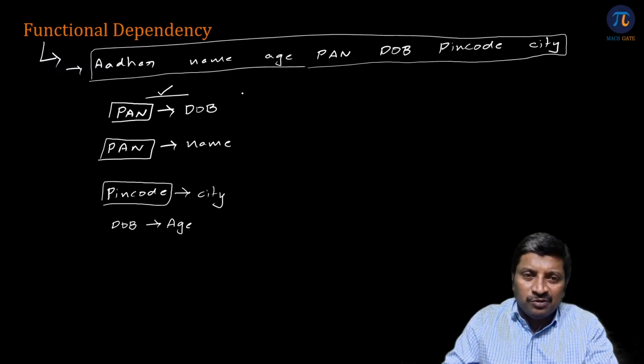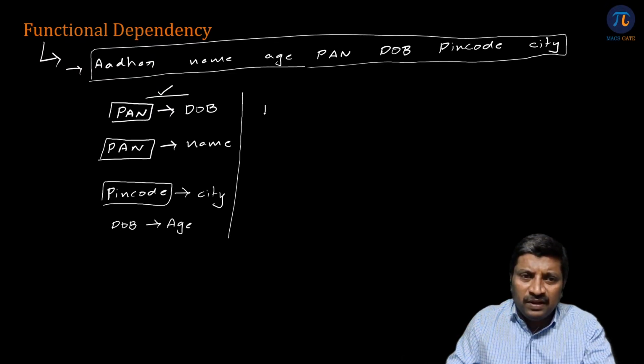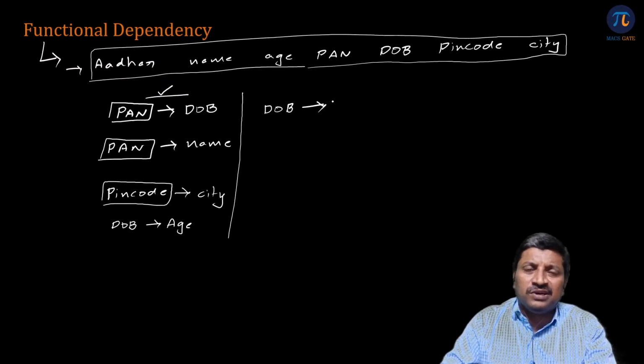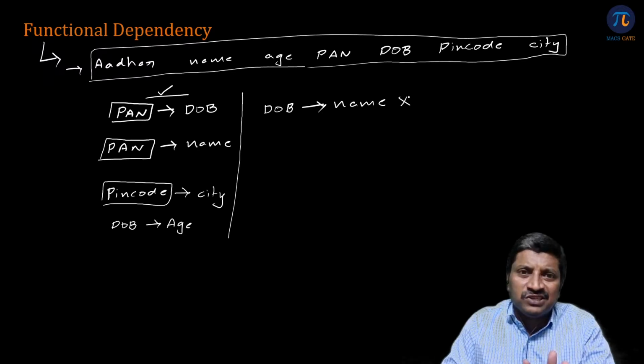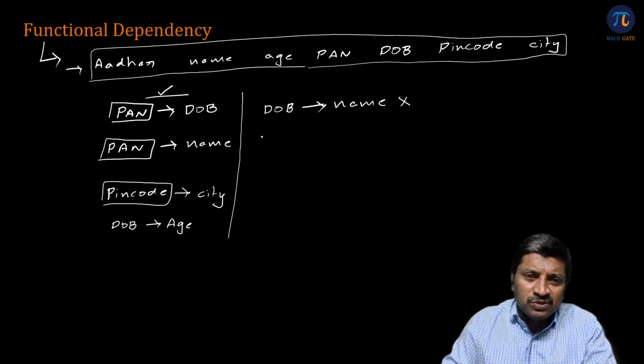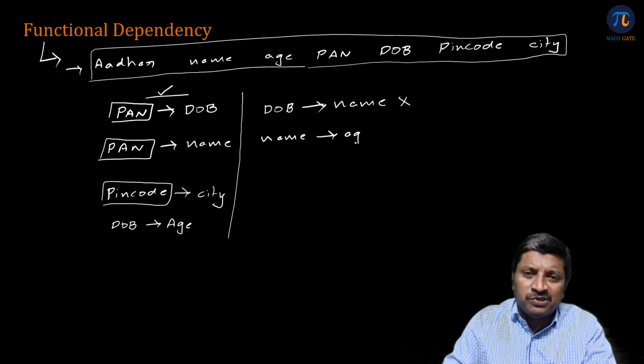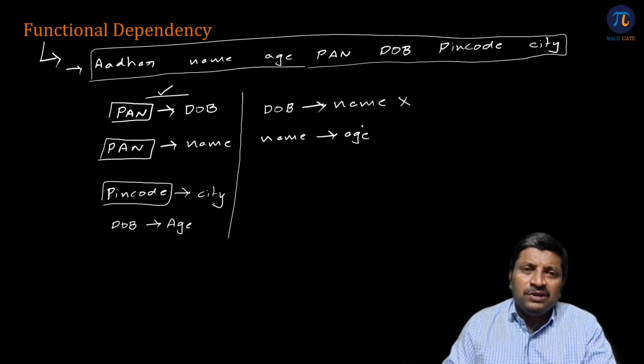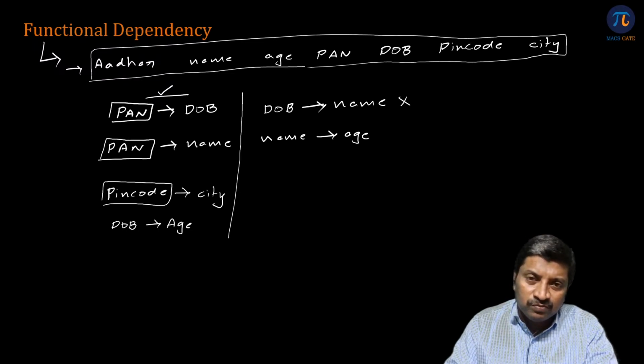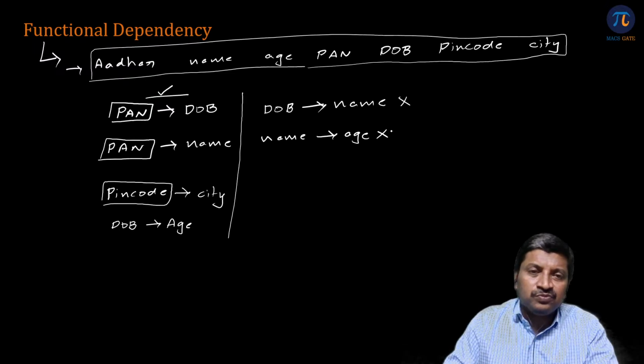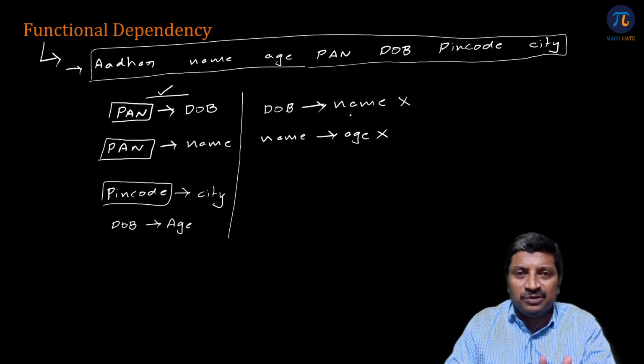Now, let me give some more examples. Suppose I know date of birth of a particular candidate. Can you write his name? Not a functional dependency. Am I right, sir? Suppose I know name of a particular candidate. Can you write the age of the candidate? It's not possible. Sudhakar may have age 44 and there may be one more person, Sudhakar, with age 22. So this is also not possible. Hope you understood what is the meaning of functional dependency.